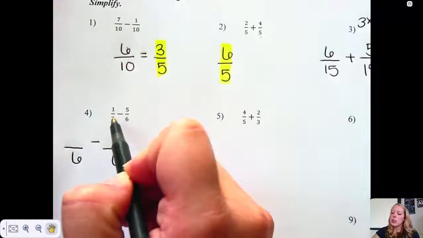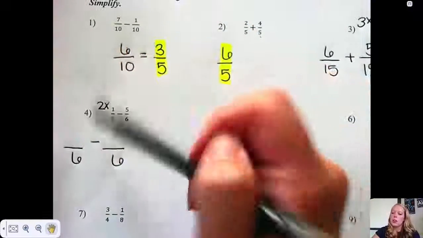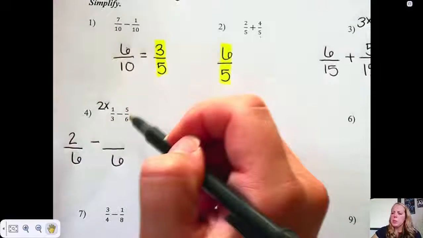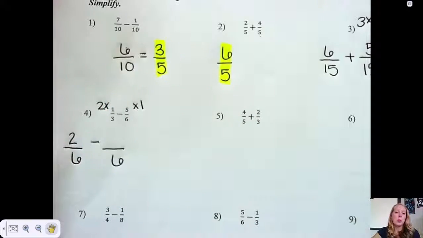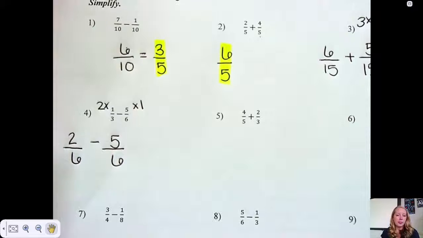How do you multiply 3 to get to 6? You multiply it by 2. 1 times 2 gives you 2 up here. How do you multiply 6 to stay 6? Well, that's that identity property. You multiply by 1, so 5 times 1 is 5.